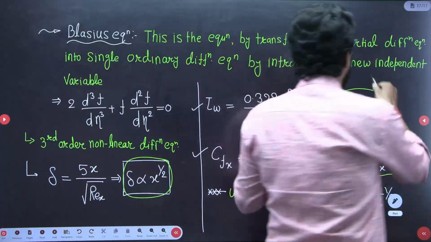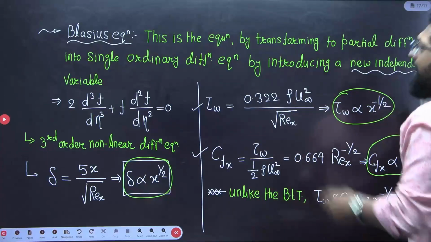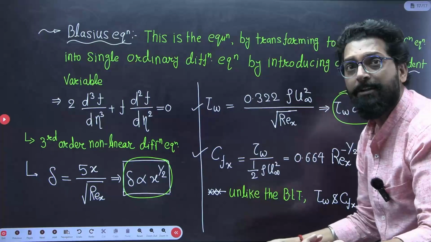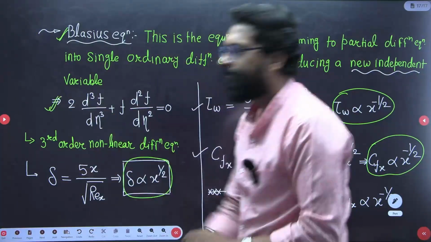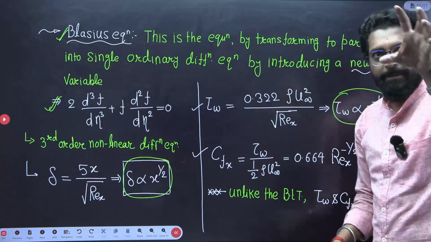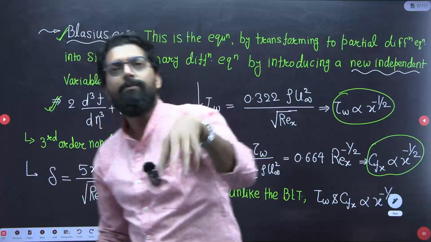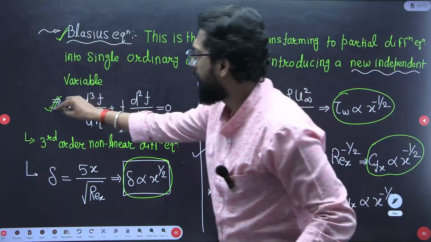And what is that? Sir, it is the equation obtained by transforming a partial differential equation into an ordinary differential equation by introducing a new independent variable. That means you have to take the new independent variable and then convert the partial differential equation into the ordinary differential equation. That ordinary differential equation is Blasius, and this is this one. Due to this new variable, you convert the partial differential equation into the ordinary differential equation. That is your Blasius equation.